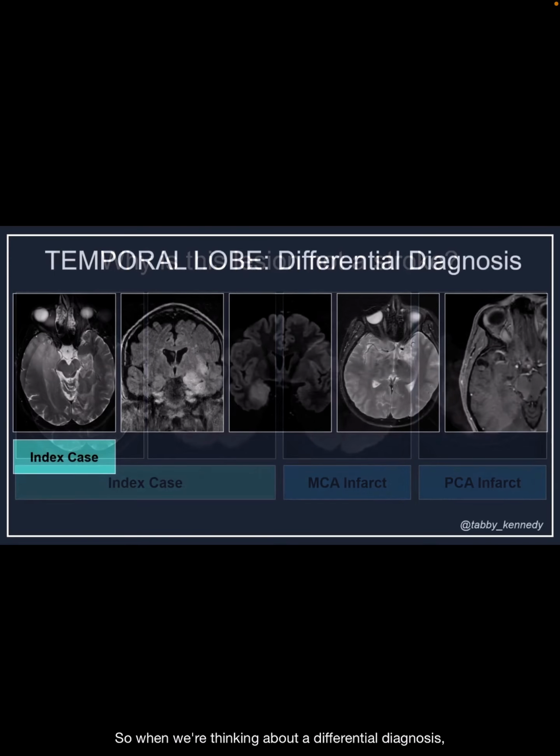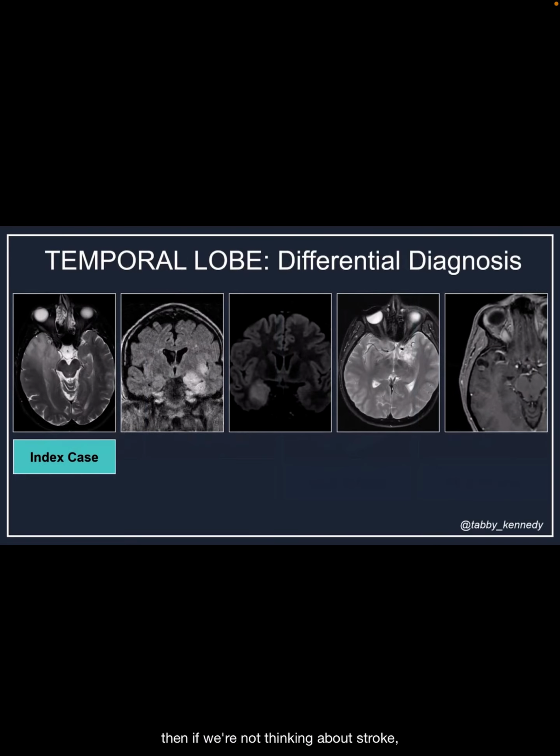So when we're thinking about a differential diagnosis then, if we're not thinking about stroke, of course we're going to want to be thinking about infection. And especially if you've got an area of abnormality involving the temporal lobe in a patient presenting with seizure, our top thing on our differential really should be herpes encephalitis. This case is an example of herpes encephalitis with a classic distribution.